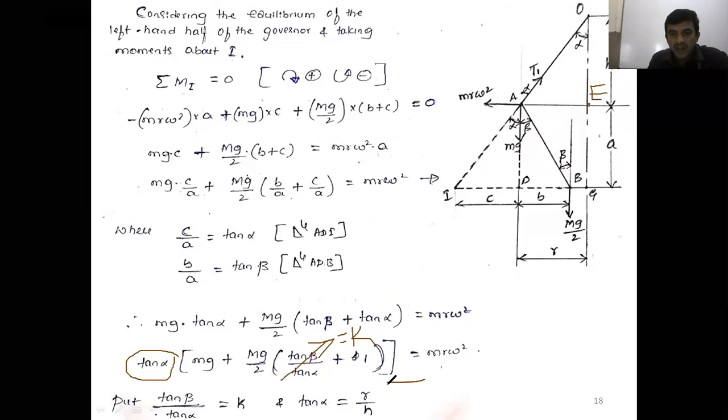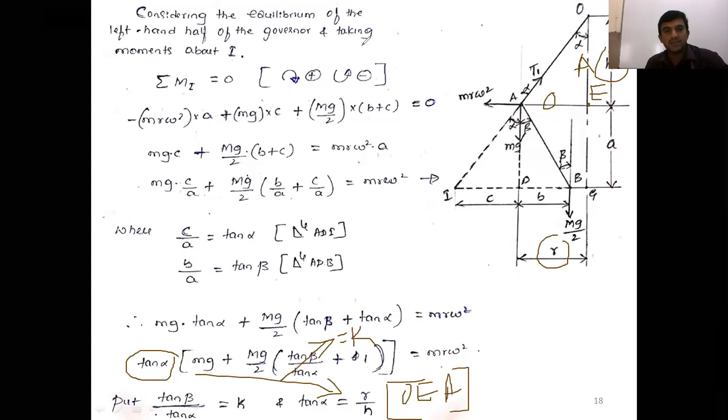Now from the right angle triangle OEA, what is tan alpha? Tan alpha is nothing but opposite by adjacent. This is the opposite side and this is the adjacent side. Opposite side is R, adjacent side is H, so R by H. Now substitute tan alpha equal to R by H and tan beta by tan alpha equal to K, then further simplify it.